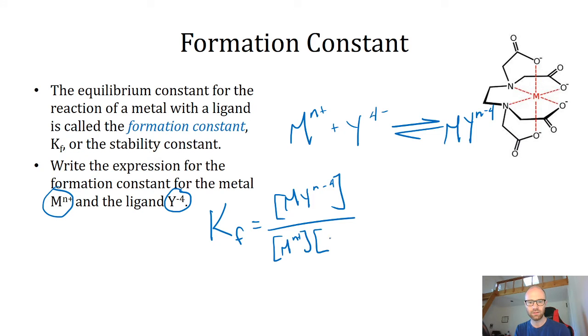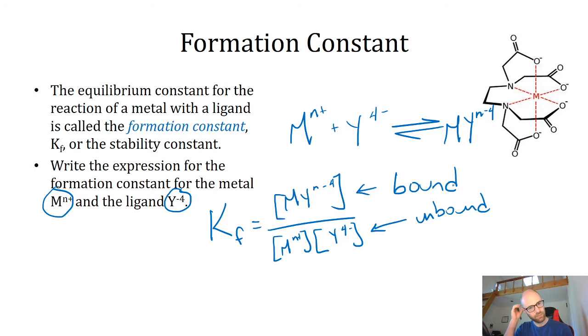where these would be unbound and these would be bound. So basically, instead of products over reactants, we can think of it as bound over unbound. And so the goal today is we're going to target that substance. This is known as our formation constant.